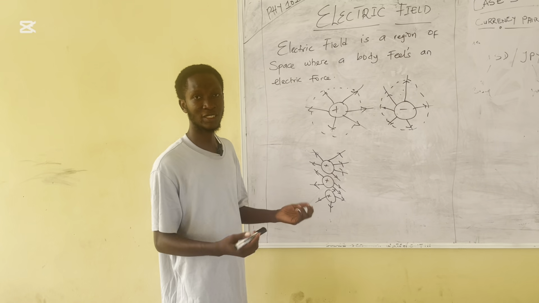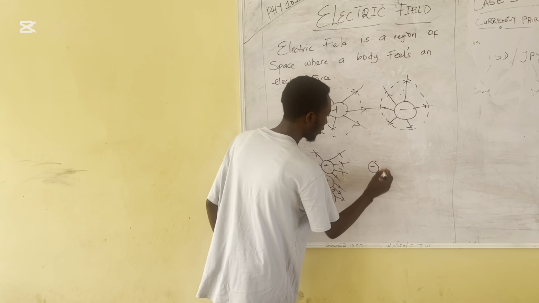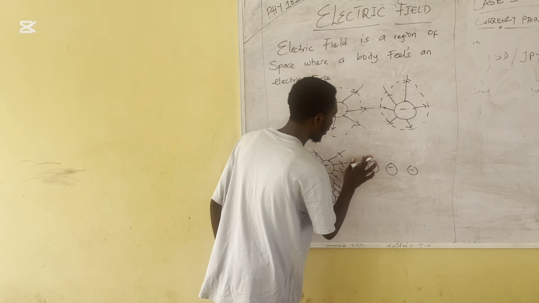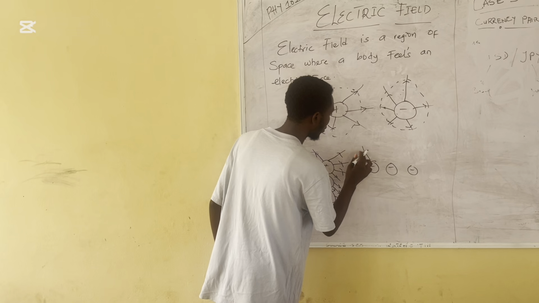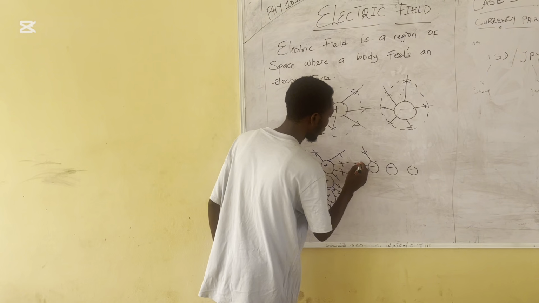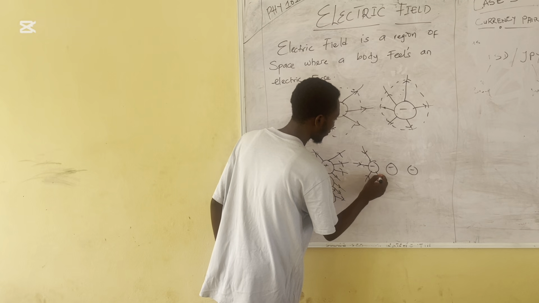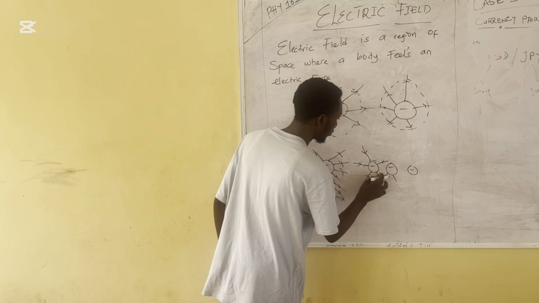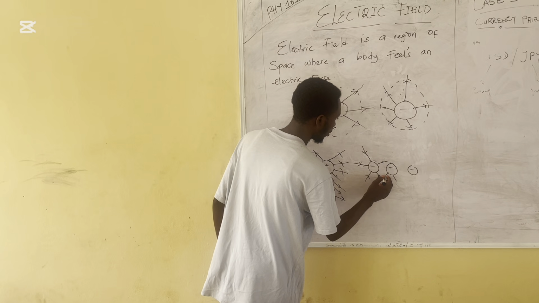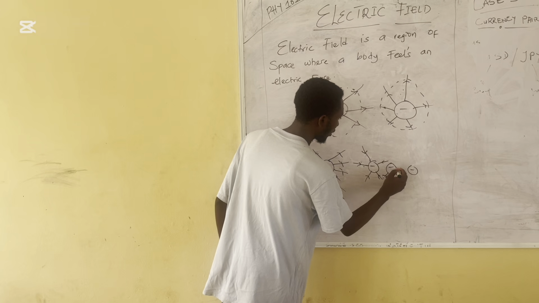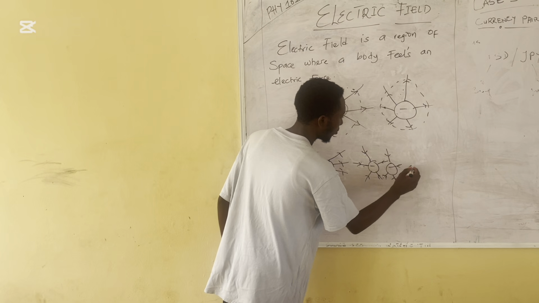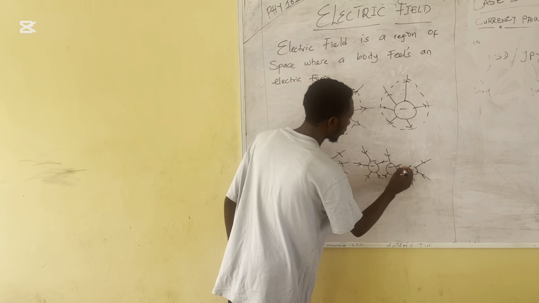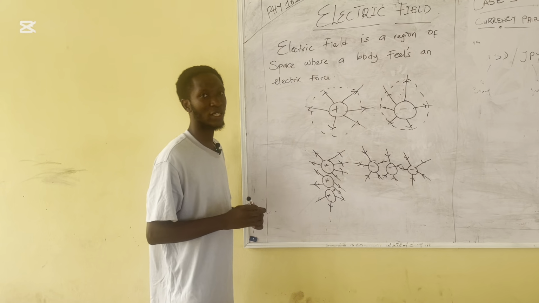Same thing for negative. For negative, it can be produced by multiple charges, so it will just go like this. This is multiple charges. No, negative moves inward, so the line of force moves inward. So that's that for that.